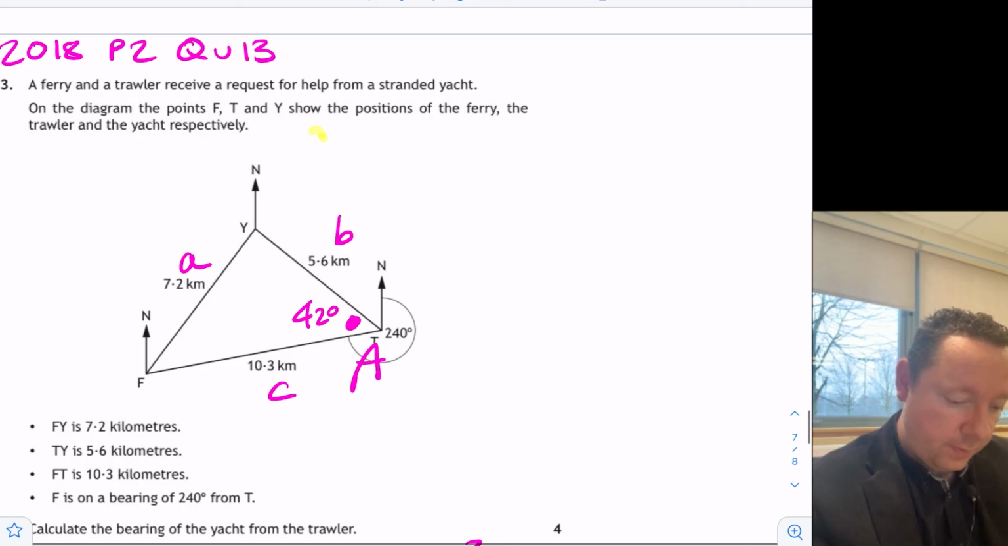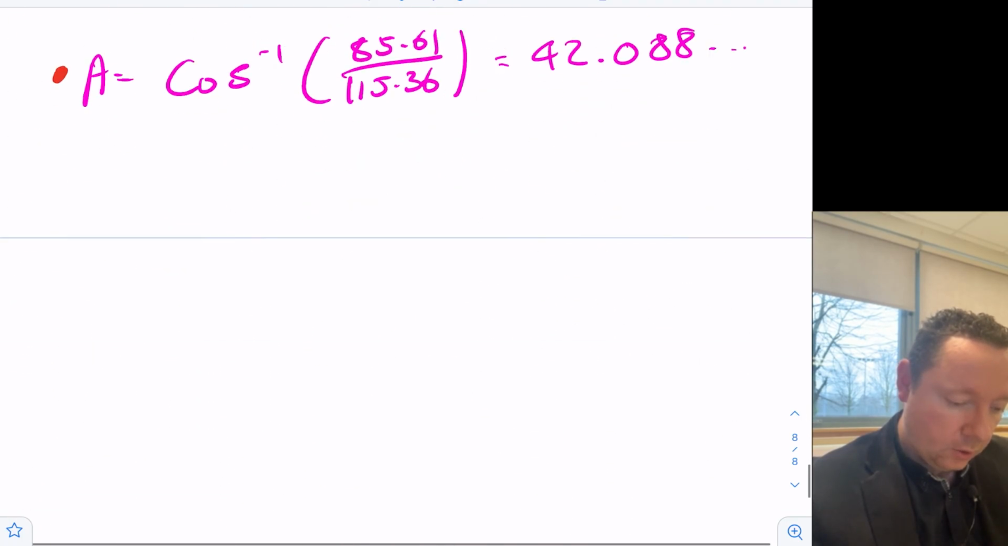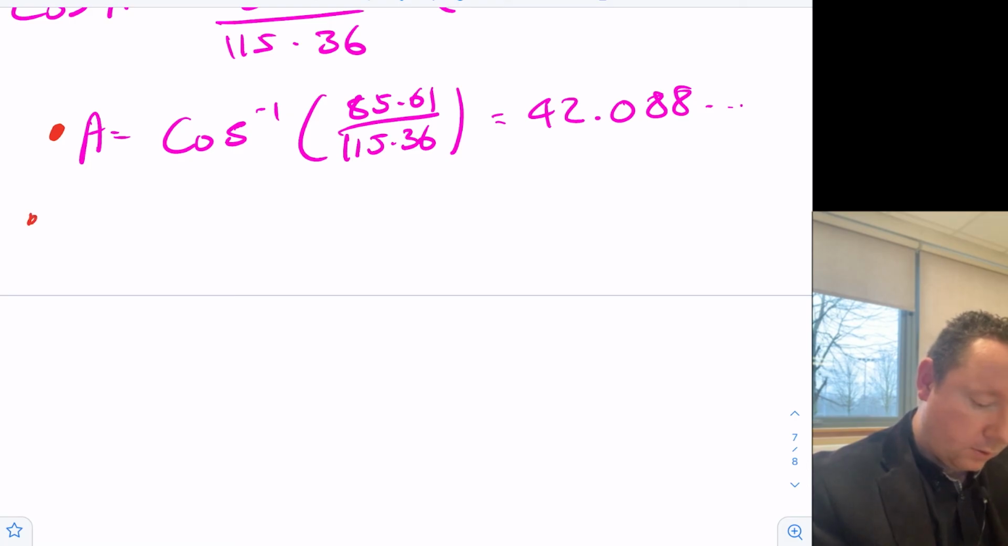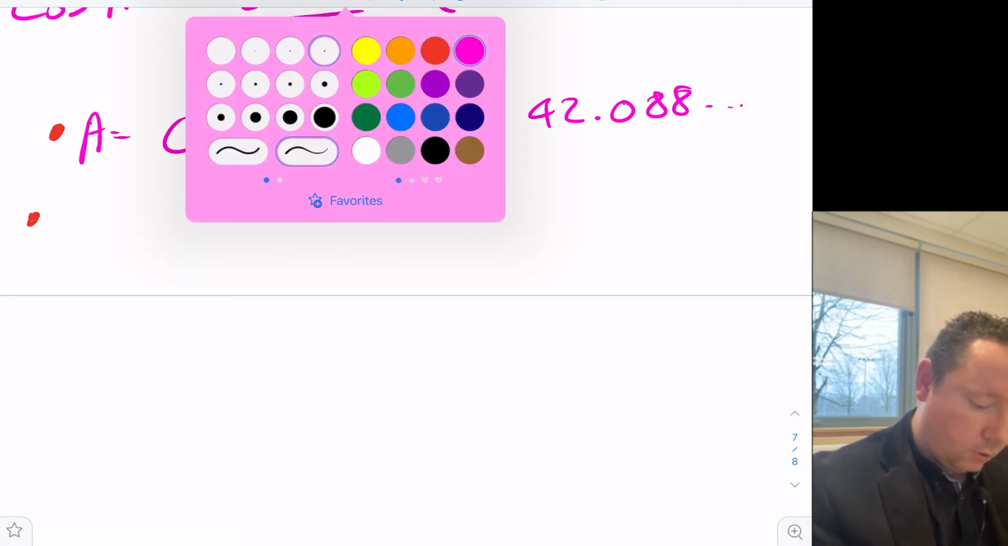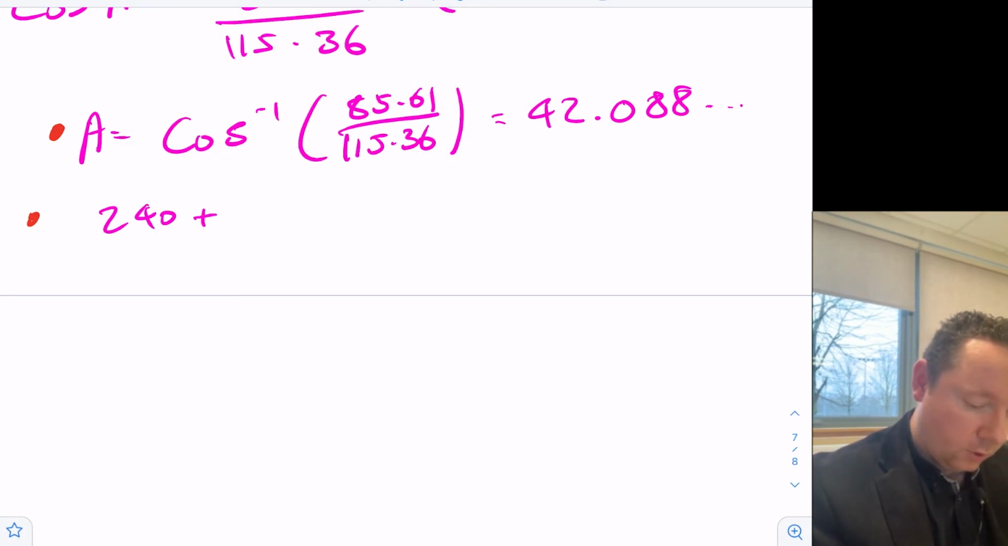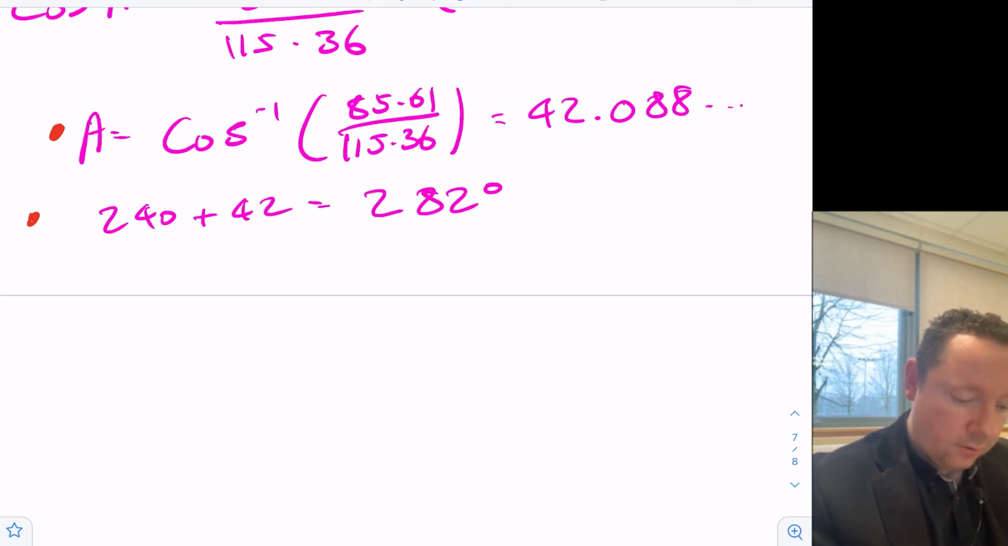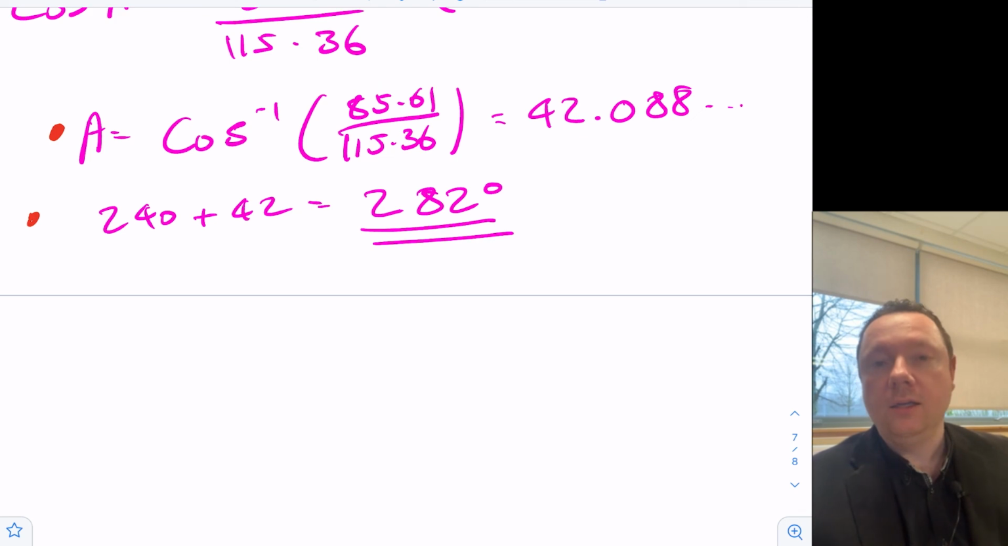So just to remind you, the bearing is 240 plus this 42. So we can do 240 plus 42 is 282 degrees for our final mark.